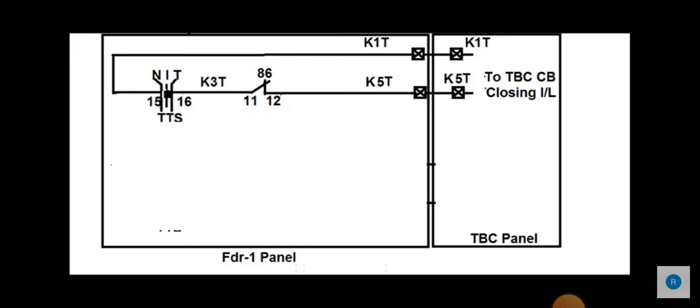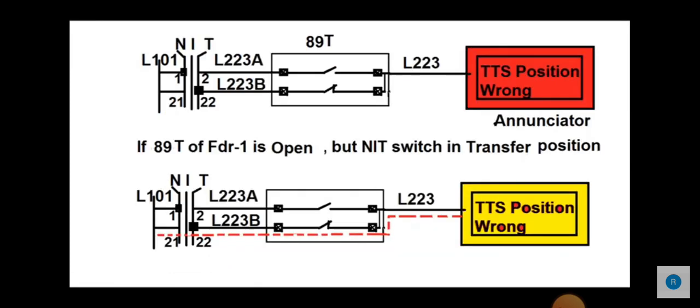That is, if 86 is operated and the NIT switch is in inter or transfer position, we cannot close the TBC circuit breaker. Contacts 1 and 2 and 21 and 22, for normal position and transfer position respectively, are taken for the annunciator that the TTS position is wrong, that is, the trip transfer position is wrong.